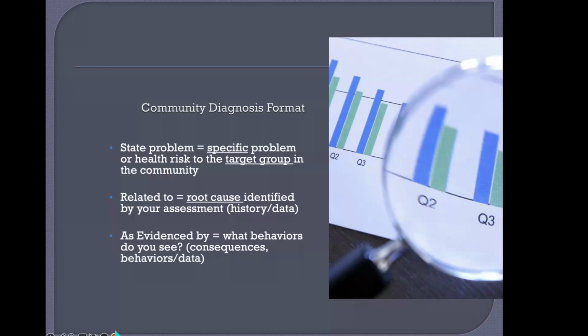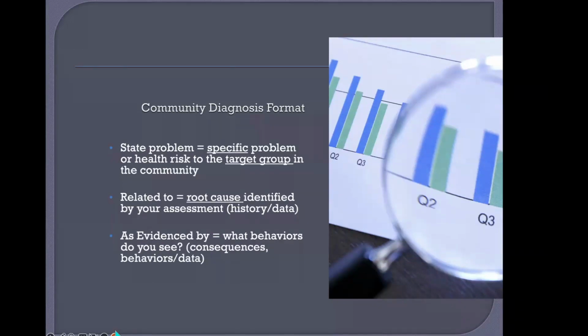Let's look at the first component, state the problem. What is the problem you identified that your target group has? Is it a problem or are they at risk for the problem? You could state it either way. For example, you could say at risk for injury or increased number of injuries. Then you would say who your target group is. So increased number of injuries for children, or how about teens ages 12 to 17.